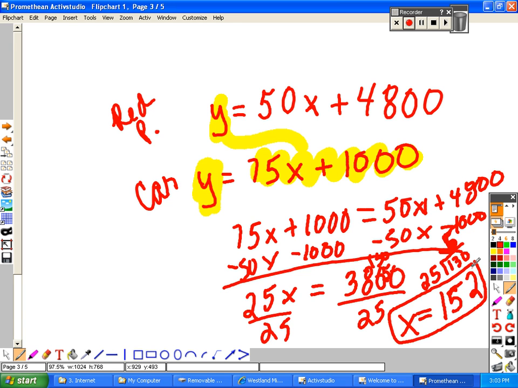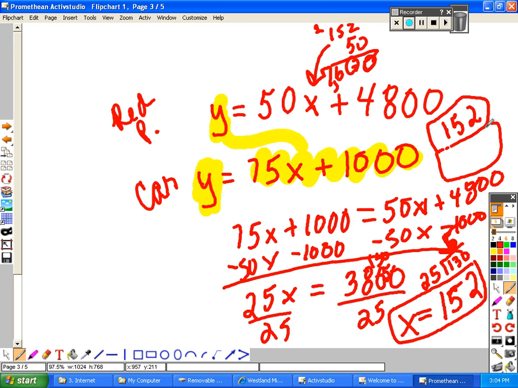And if you plug 152 back into one of your equations, so 50 times 152, you get 7,600. So they're the same when you have 152 guests, and the cost at that point for both is going to be $7,600. So that's the first question answered.